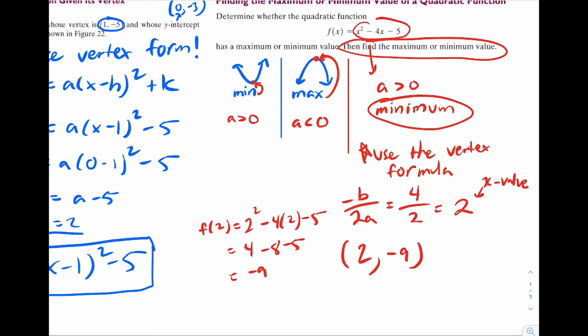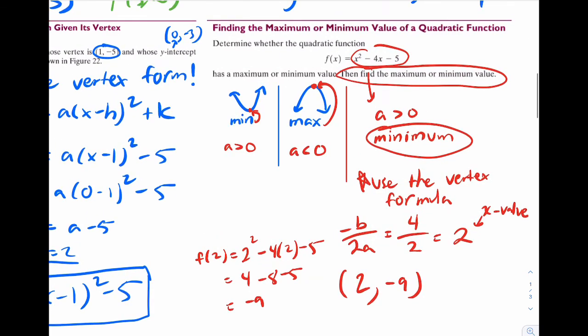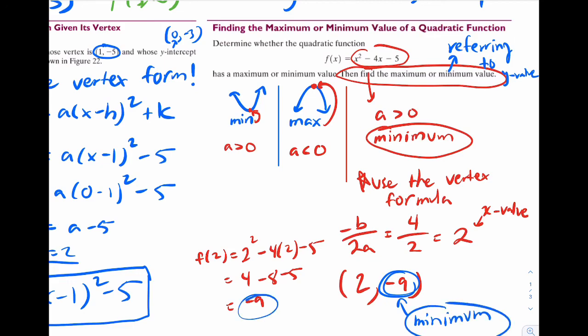Now all you got to do to find the actual value, when it's saying to find the value, that is referring to the y value. So just take this number right here, and that is your minimum. And that's it.